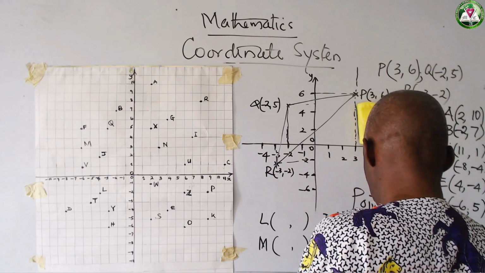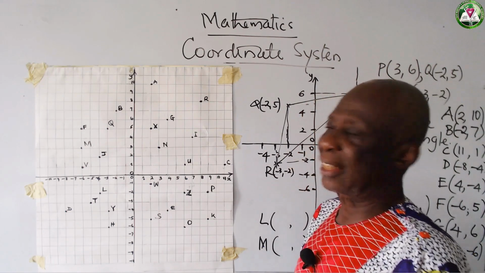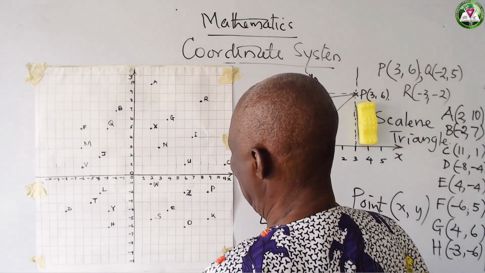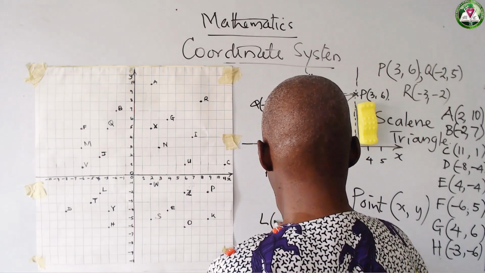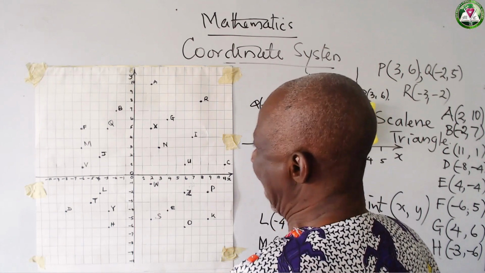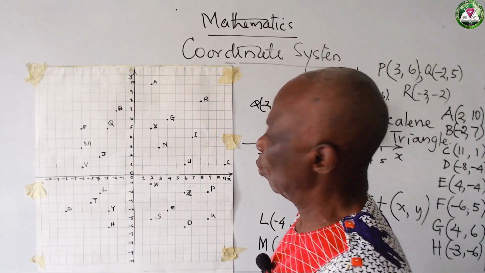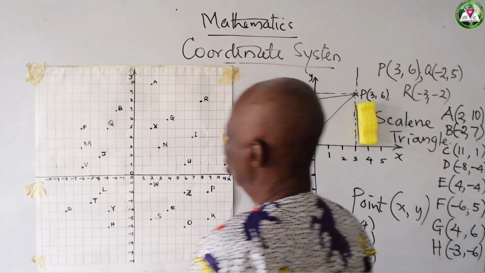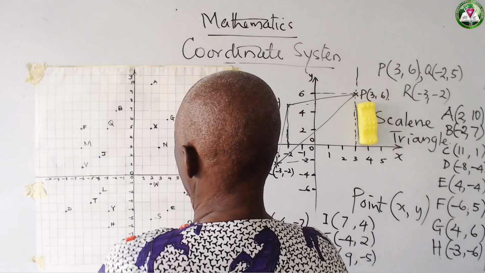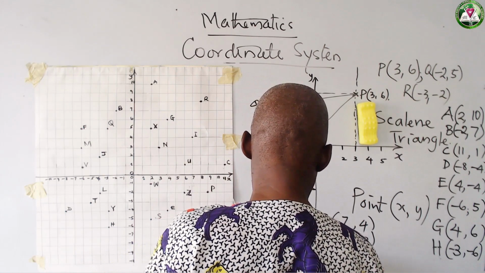So L is in the 3rd quadrant. And what do we have there? Minus 4, minus 2. What about M? Let's go to M. M is there. Which quadrant? 2nd quadrant. So what do we have there? We have there minus 6, 3.